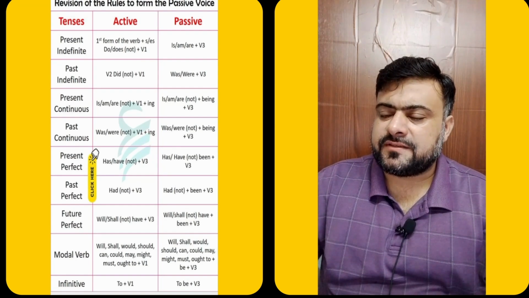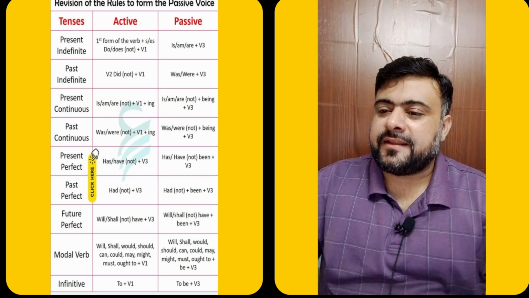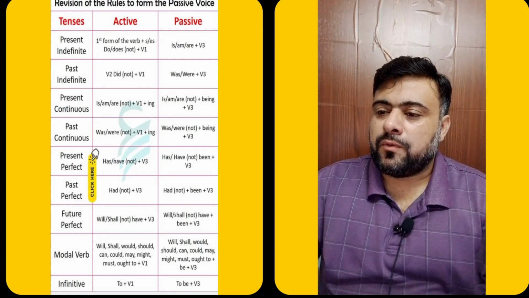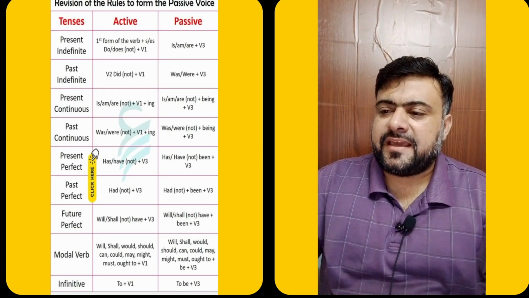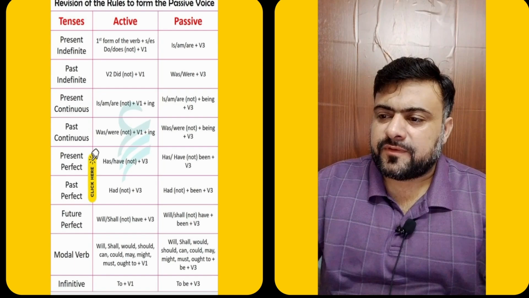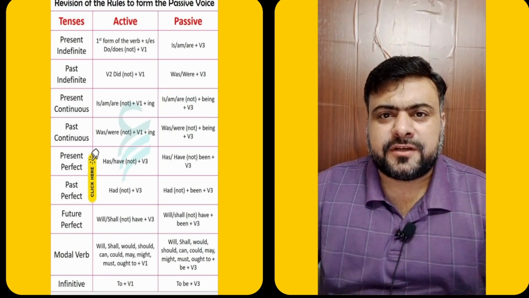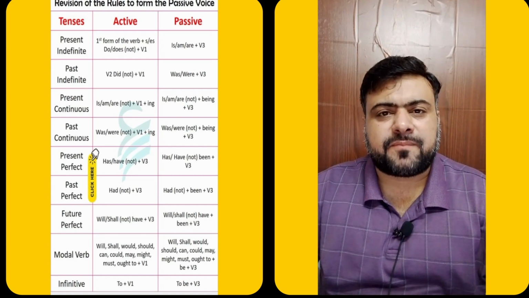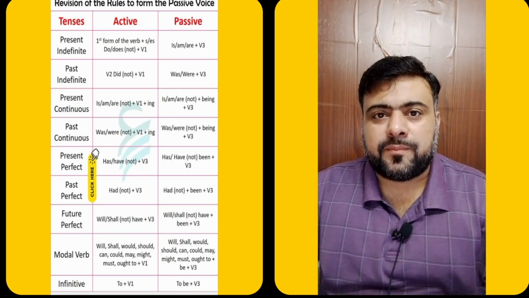In the present tense, we've got the first form of the verb. In affirmative sentences, we've got the first form of the verb with an s or es, and in the negative or interrogative sentences, we have got do or does with the first form of the verb. When it is changed to the passive form, we've got is, am, are plus the third form of the verb. Now remember, in the passive voice, always the third form of the verb is used. For example, the active of present indefinite will be I write a letter, and the passive will be a letter is written by me.